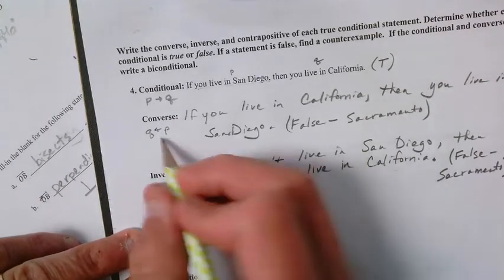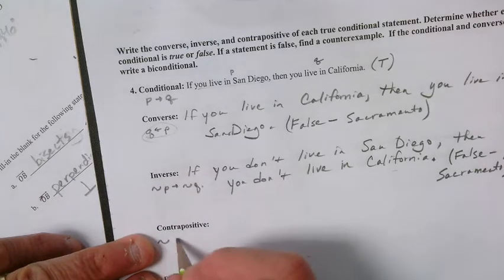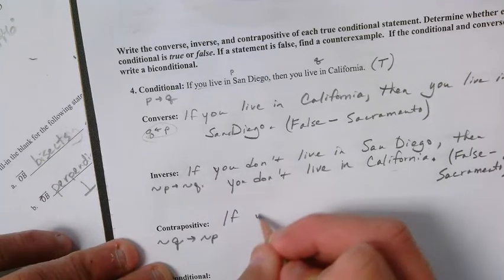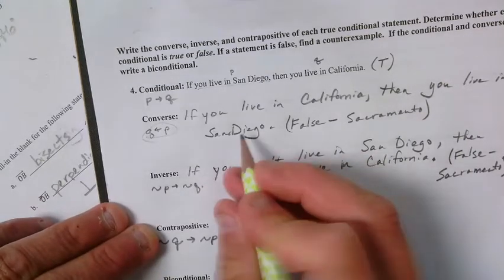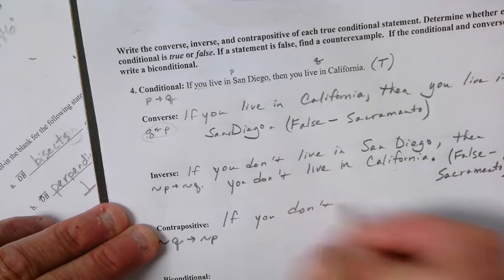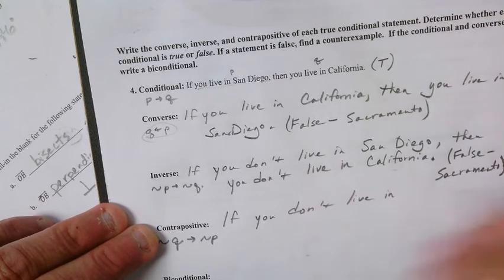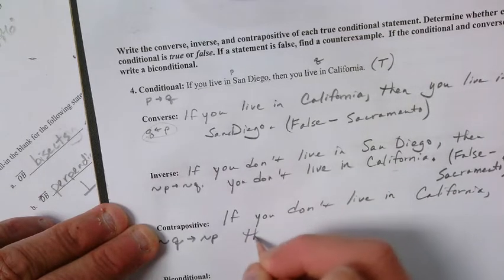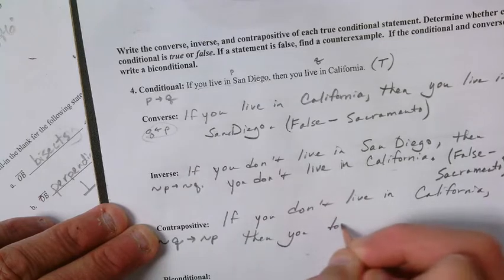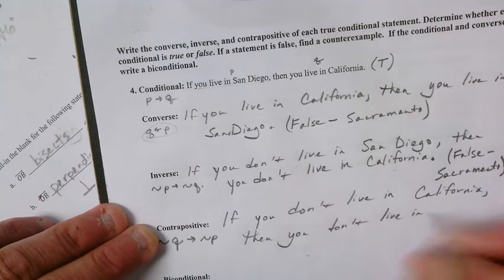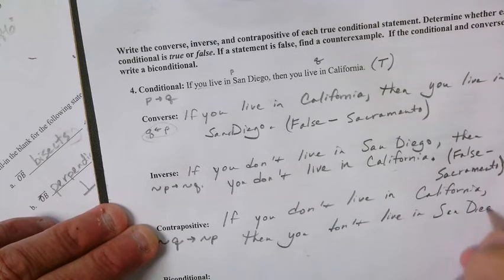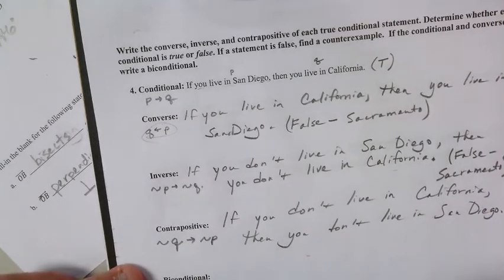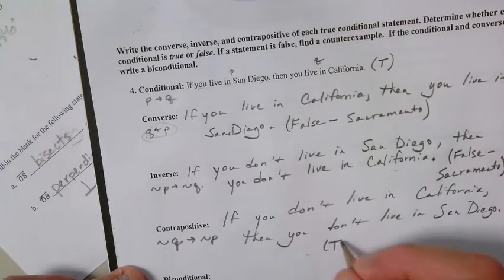For the contrapositive, it's a negative form of the converse. So if I say not Q, then not P, that would be this. If you don't live in California, then you don't live in San Diego. Now remember, there's only one San Diego. So if you don't live in California, then you don't live in San Diego. This is also a true statement.